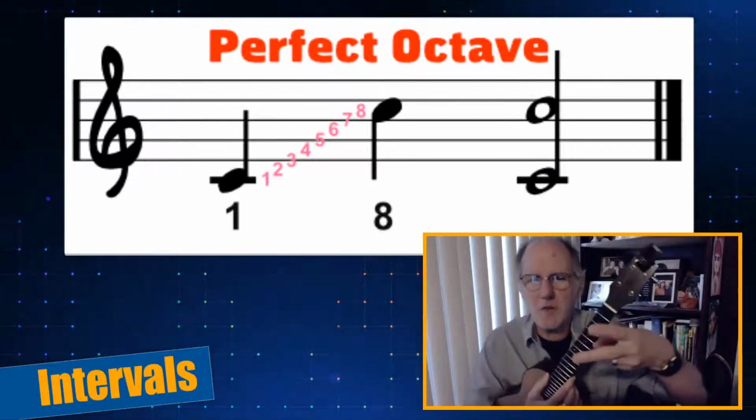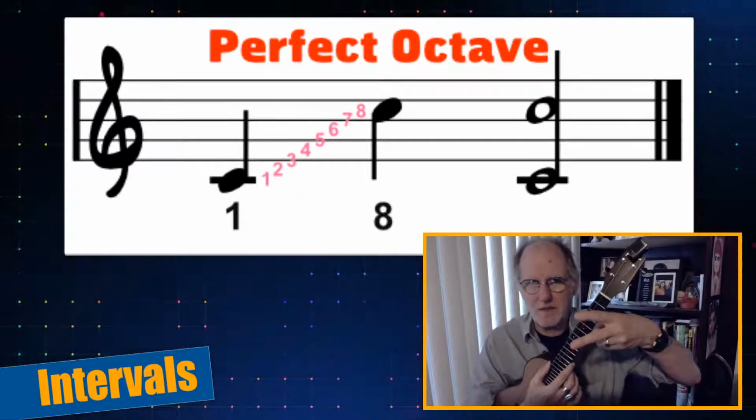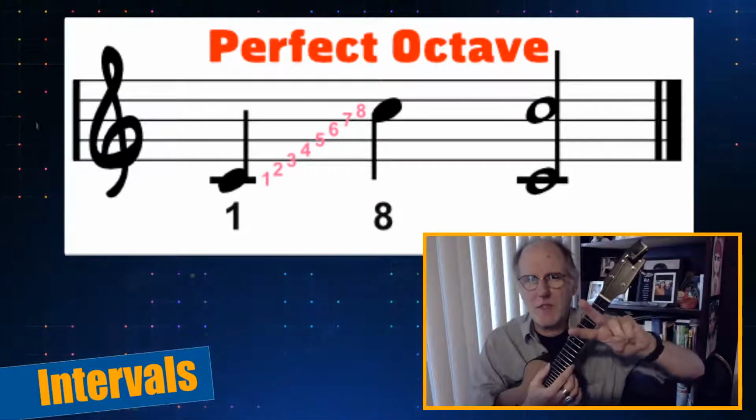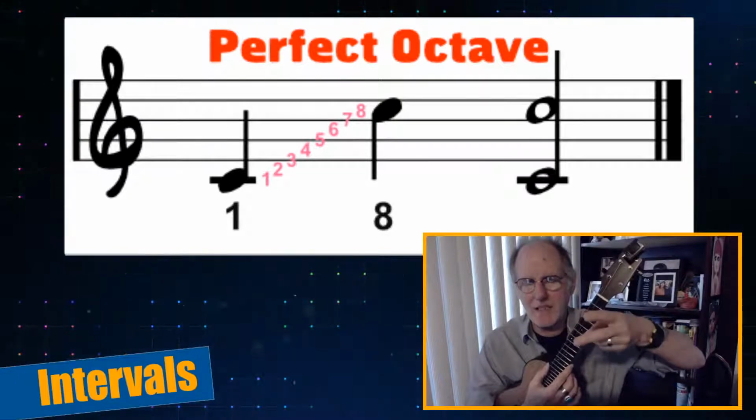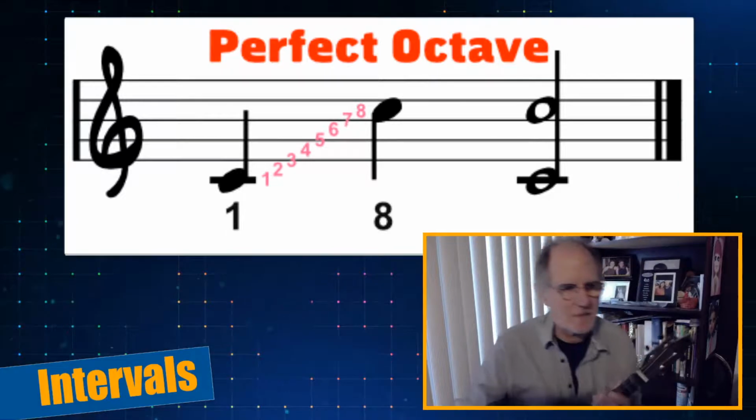Any interval you invert. So first you identify the ascending interval, right? And then you would invert it. And whatever the ascending interval's number is, you just subtract it from 9. Right, so let's find another one here.